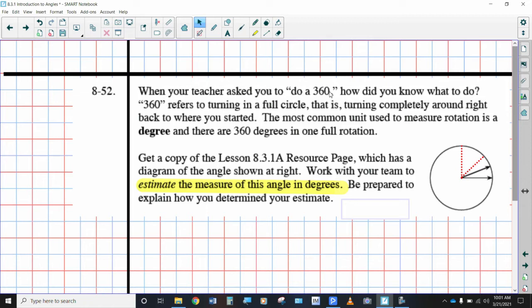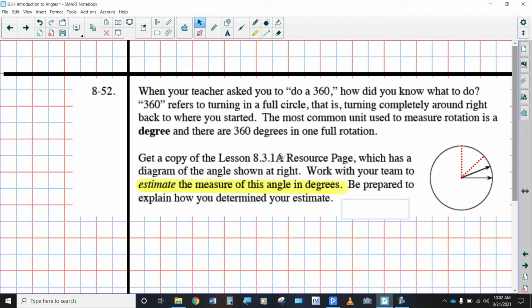So when your teacher asks you to do 360 degrees, how did you know what to do? 360 refers to turning in a full circle. That is turning completely around and right back to where you started, right? The most common unit used in measuring rotation is degrees, and there are 360 degrees in one full rotation around a circle.